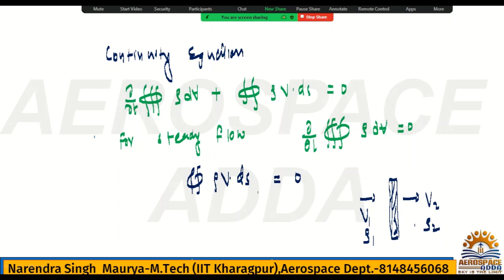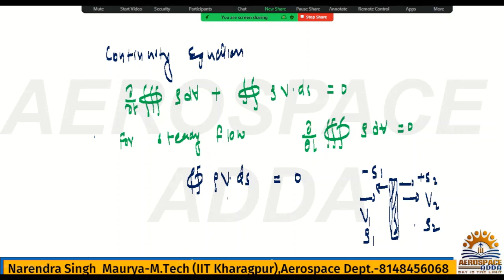So the area on both sides is the same in magnitude, but the direction is just opposite. What is the direction of the area? It is normal to the surface. So for the upstream, this area will be s1 in this direction, and the other will be in the opposite direction. Along the flow it will be positive, and opposite to the flow it will be negative.